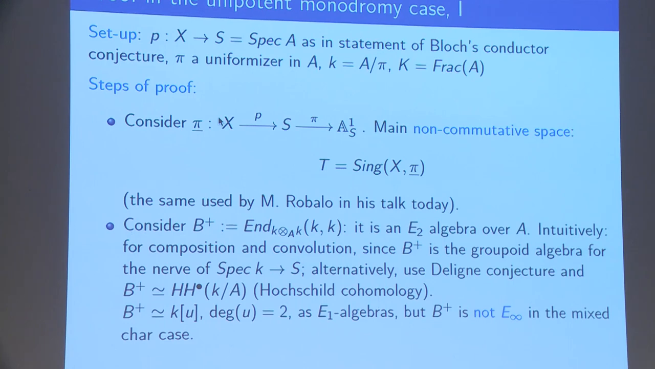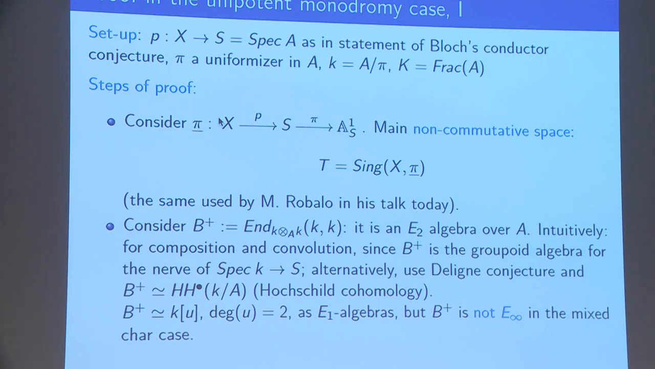But this B plus is not E infinity. It's easy to see that, for example, if you go from linear algebra to Poisson algebra, you see that the bracket is non-zero, so it's impossible that it's even an equivalence. So B plus and KU are equivalent as associative algebras, but not as E2 algebras. Of course, in equicharacteristic, this is true. They are equivalent as E infinity algebras, but it's important to take into account the mixed characteristic case.